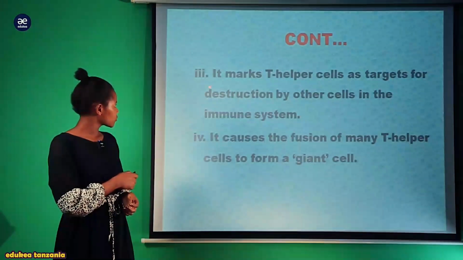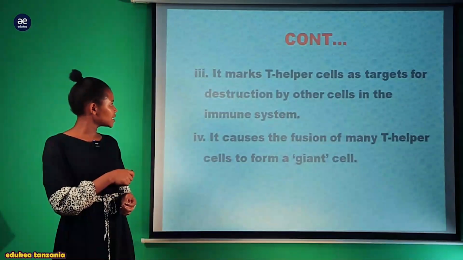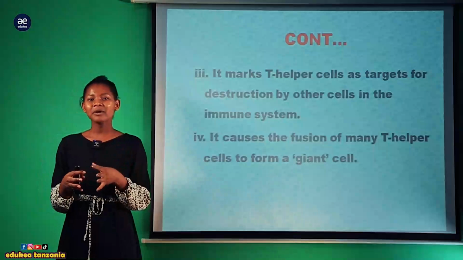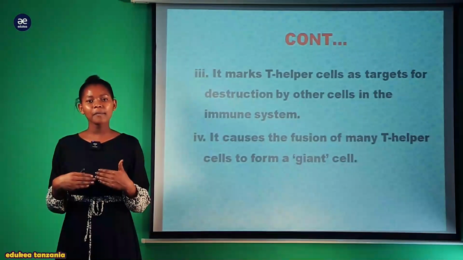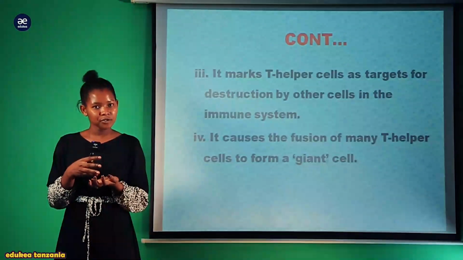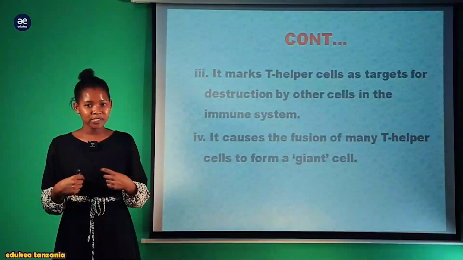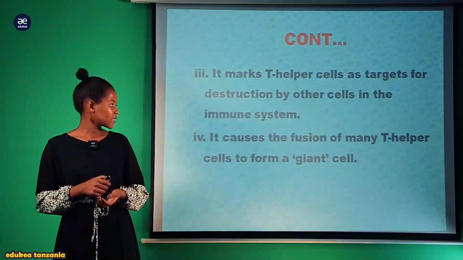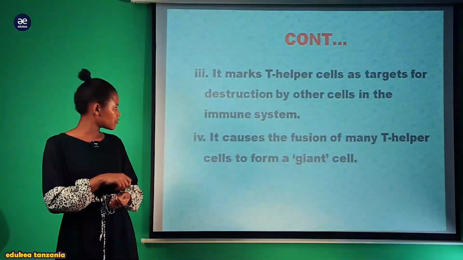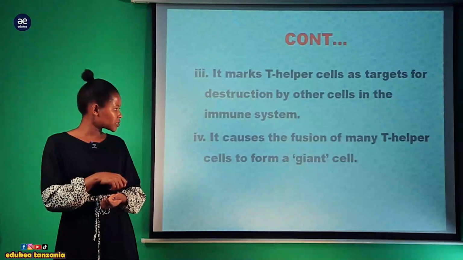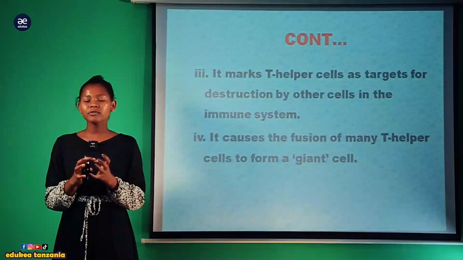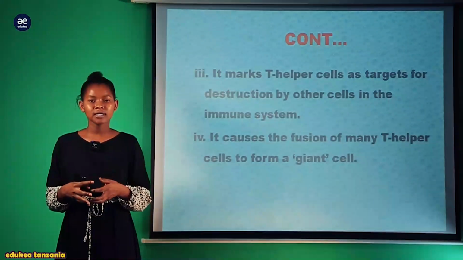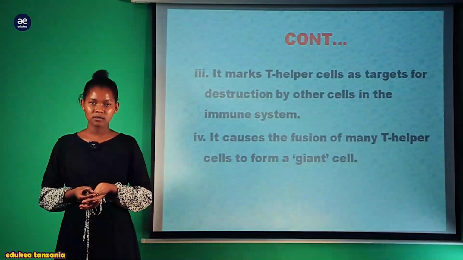Another way, it marks T helper cells as targets for destruction by other cells in the immune system. Kingine ni kwamba HIV akishamwattack T helper cell anamfanya kama target for destruction, so other body immune cells zinaenda kumwattack T helper na kumdistract. Another way is that HIV causes the fusion of many T helper cells to form a giant cell. Anazisababisha zinafuse, zinatengeneza giant cells in such a way that they are incapable of fighting against the infections and the diseases.